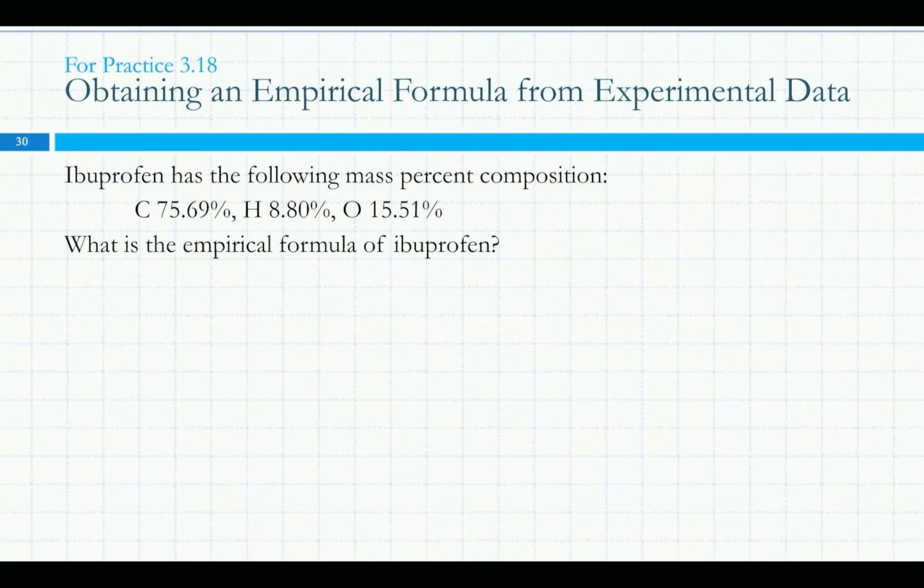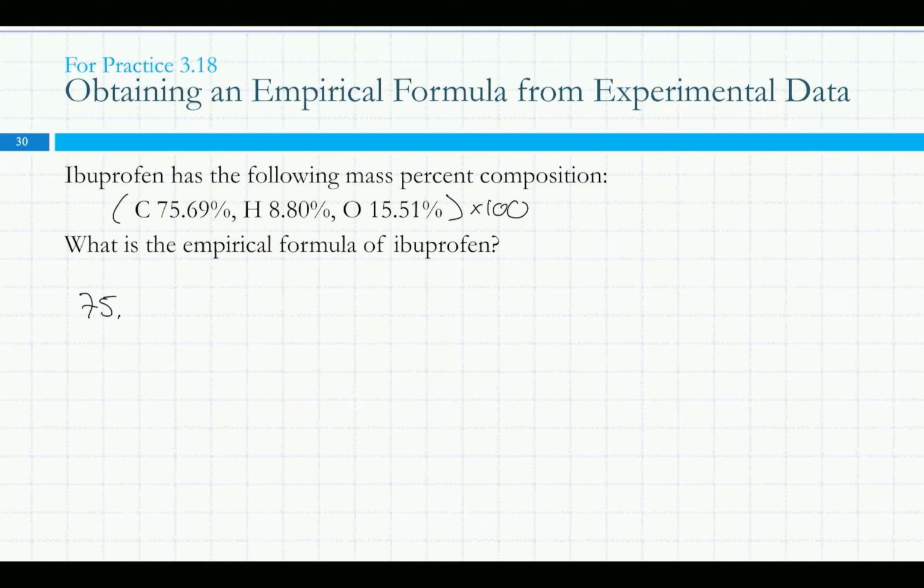All right, so ibuprofen has the following mass percent composition. We want to find the empirical formula, so what do we have to do first? Convert them from percentages into grams. And what do we multiply by? 100, because it's the easiest. So I'm going to take all of these and multiply by 100, because that'll convert them into grams.